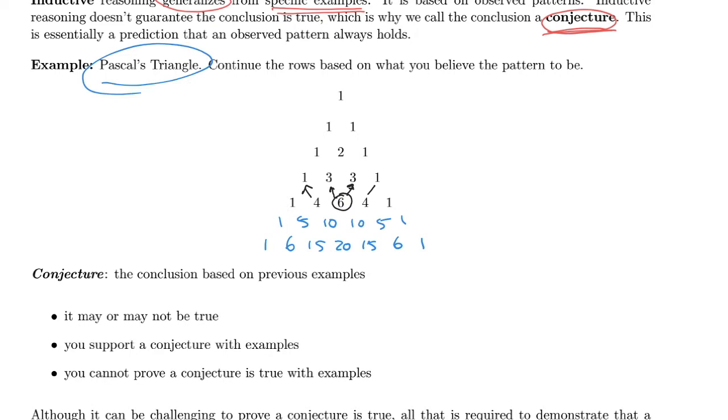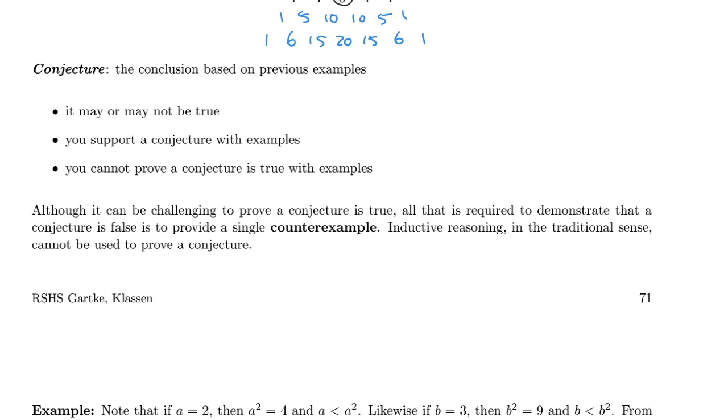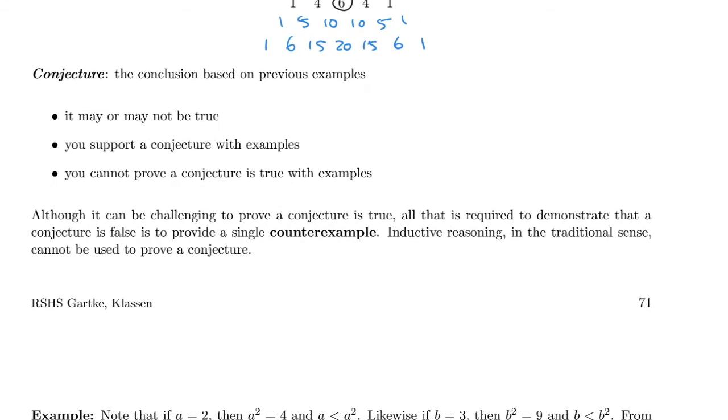Okay, but without that, what is that? 1, 2, 3, 4. Without that fifth row, you might come up with a different pattern. So a conjecture is a conclusion based on previous examples. Just like we were saying before, you see some examples, we're going to assume that the pattern continues, and that's basically our conjecture. It may or may not be true.